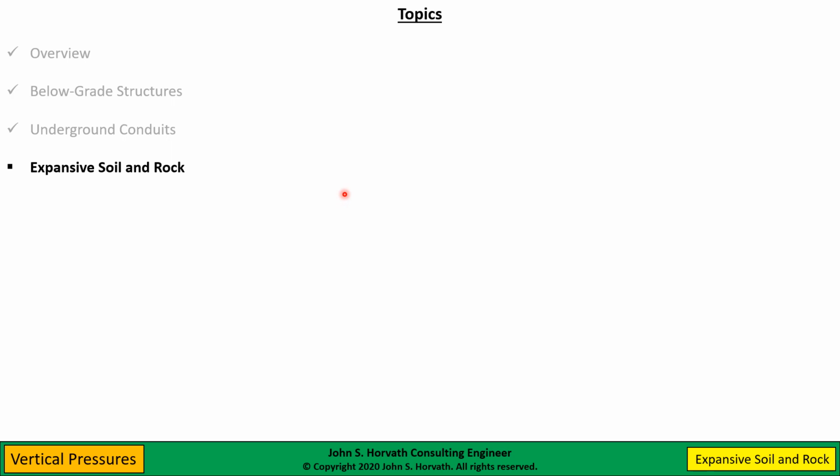Well, the last application I want to talk about for vertical pressures has to do with expansive soil and rock. And as we know, this is a very significant problem globally. I remember reading some years ago that if you look at all the natural disasters that occur in terms of cyclones, hurricanes, tornadoes, floods, etc., and if you annualize the cost of these, expansive soil and rock is the biggest natural disaster in the world.